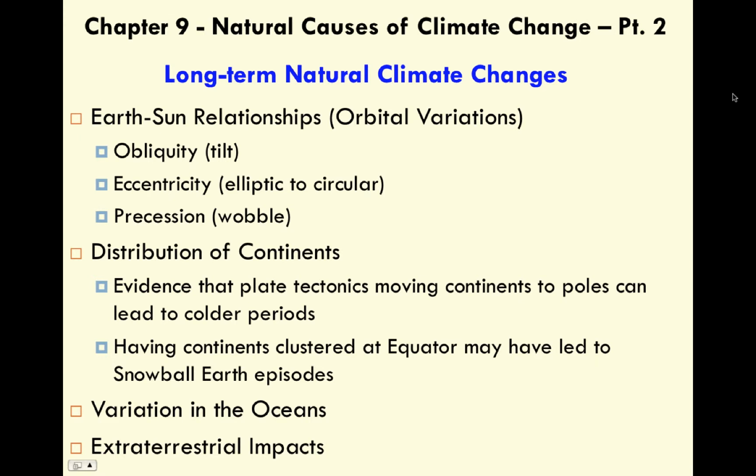For the second part of Chapter 9, Natural Causes of Climate Change, we'll look at much longer-term natural phenomena that have timescales of 10,000 years or more. We'll look at orbital variations in Earth-Sun relationships. We'll look at the distribution of continents and how plate tectonics has modified ocean heat transport and also the piling up of snow and glaciation on those continents. We'll look at variations in sea levels and in the ocean transport processes as well. And finally, an extraterrestrial impact.